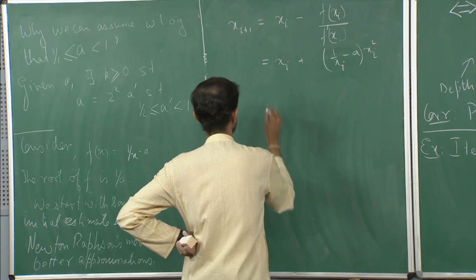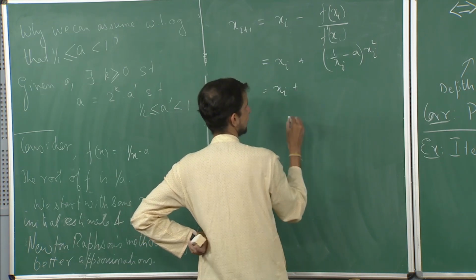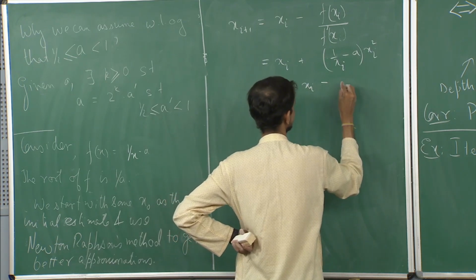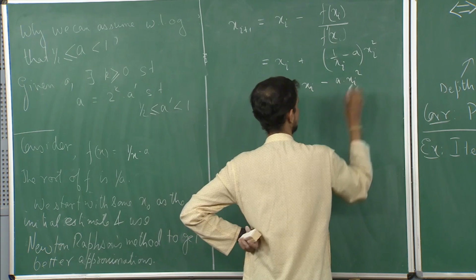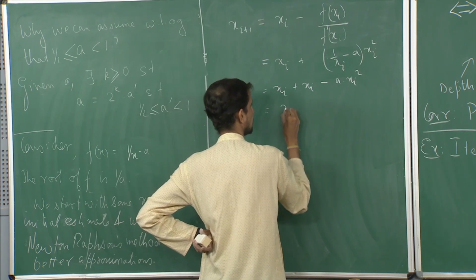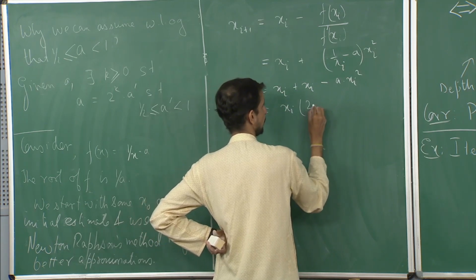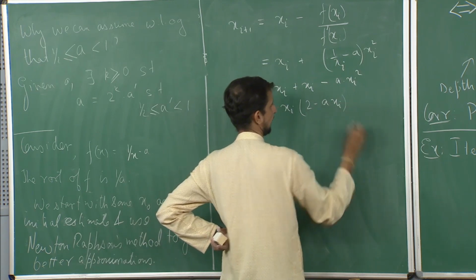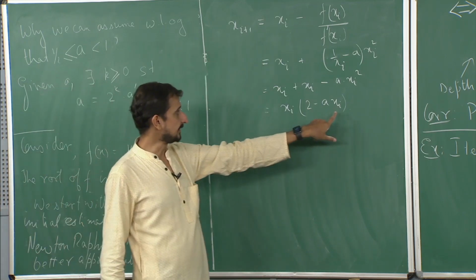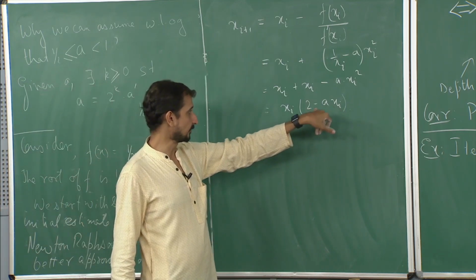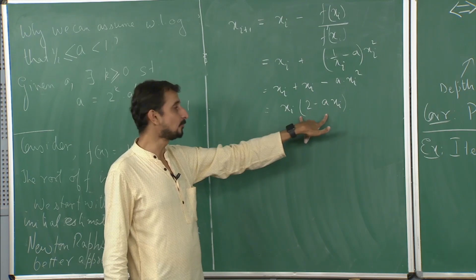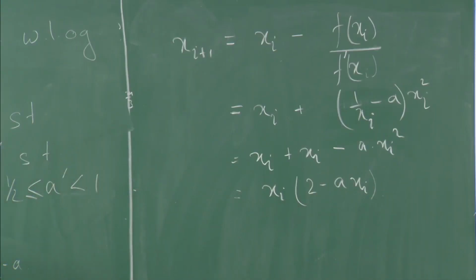Okay. So this is equal to xi plus xi minus a xi square, which is equal to xi (2 minus a xi). So basically to compute xi plus 1, I need one multiplication over here, then one addition or subtraction, whatever you want to call it, and another multiplication. So basically two multiplications and one addition.